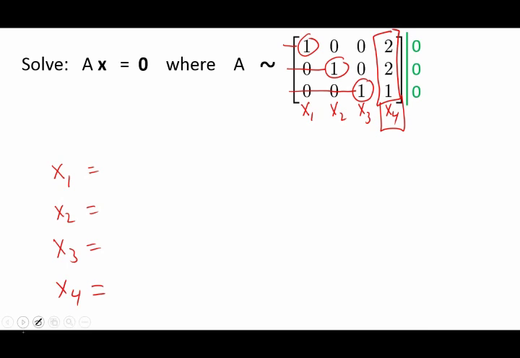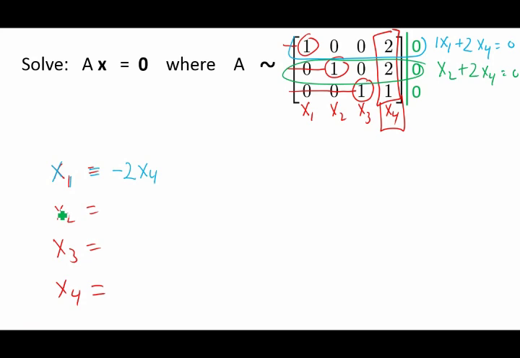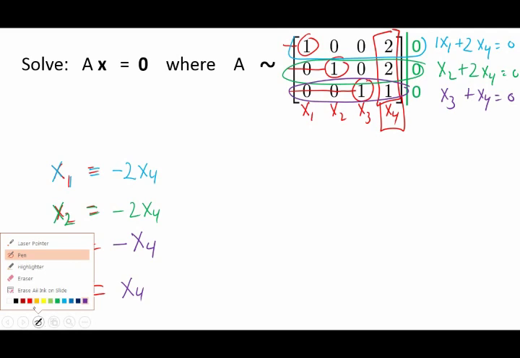I can take a look at my first equation, and so for my first equation right here, I can read 1x1 plus 2x4 equals 0, and so I get that x1 equals, moving the 2x4 over to the other side, minus 2x4. I can then see that in my second equation, I have 1x2 plus 2x4 equals 0. Moving the 2x4 over to the other side, I've got x2 equals minus 2x4. In my third equation, I can see that I've got 1x3 plus x4 equals 0. Moving the x4 over to the other side, I've got x3 is minus x4. x4 will simply be x4 in terms of x4. So I've now solved for all four of my variables.